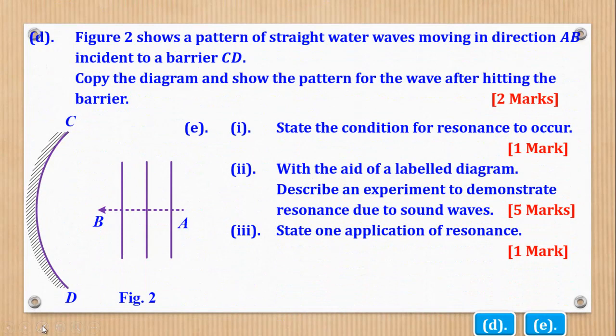Part D, figure 2 shows a pattern of straight water waves moving in direction AB, incident to a barrier CD. Copy the diagram and show the pattern for the wave after hitting the barrier.